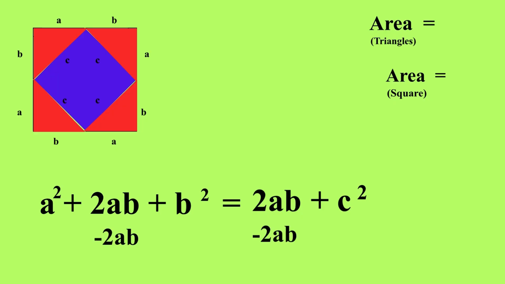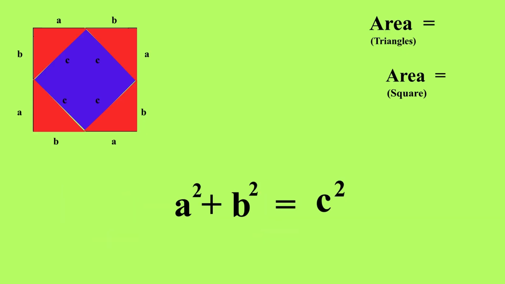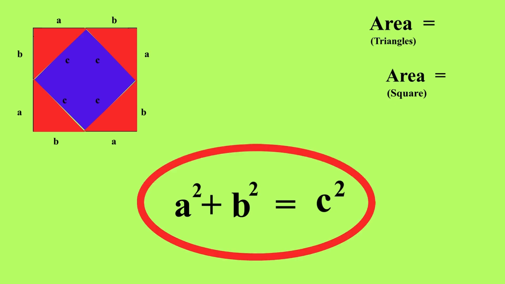Now, if I subtract 2ab from both sides, that cancels them out. And finally, we are left with a squared plus b squared equals c squared. And if you notice, that is exactly the Pythagorean theorem.